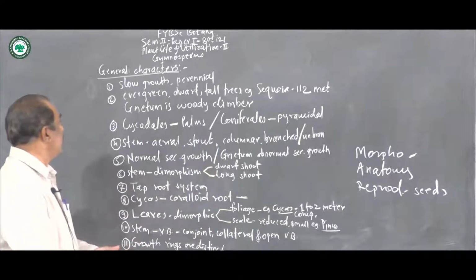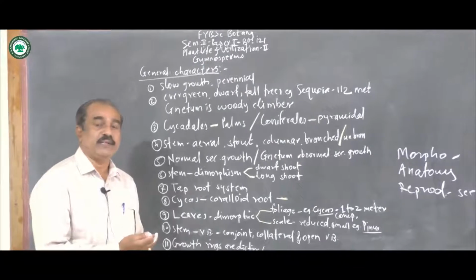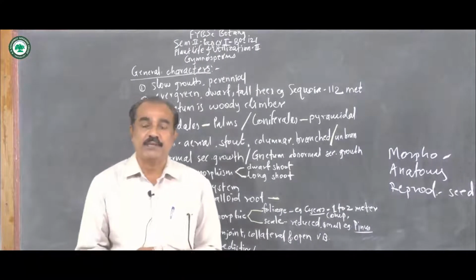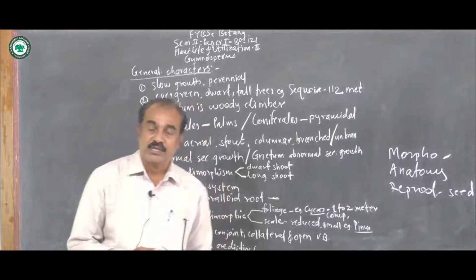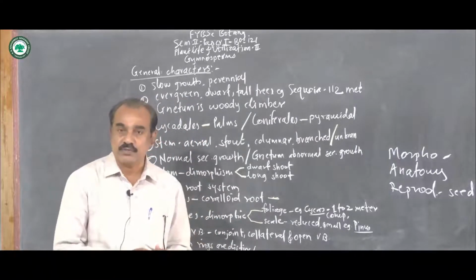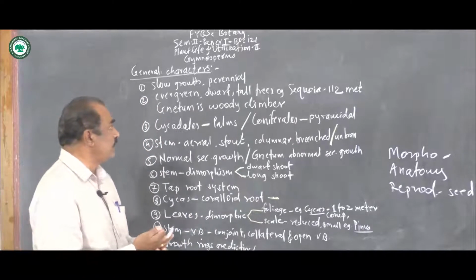Now number one, the gymnospermic plants are slow growers. They grow very slowly and they are perennial. That means they complete their life cycle in more than 3 years. So they are called perennial, and side by side, they are also slow growers. Now next character, they are evergreen, dwarf, tall.